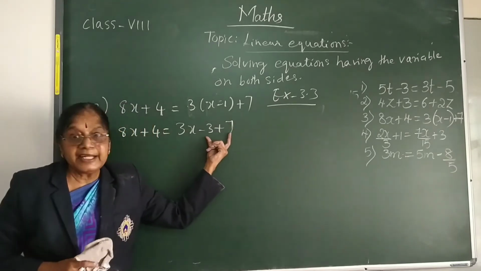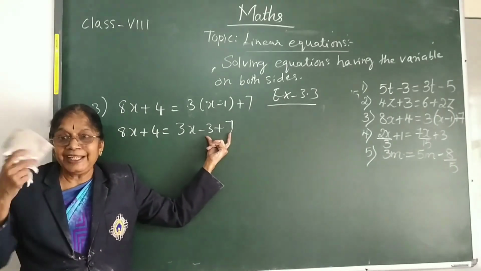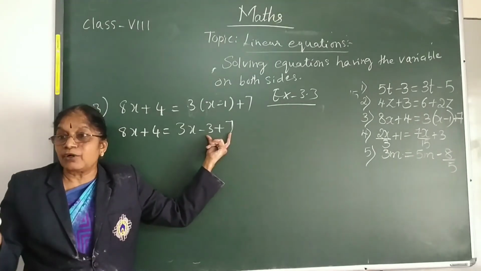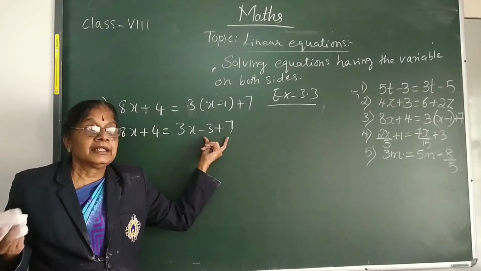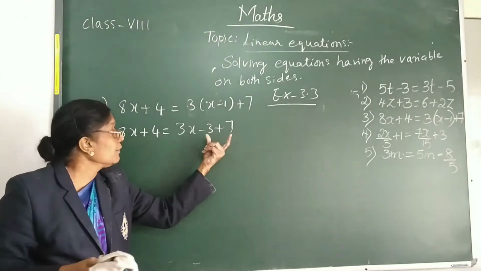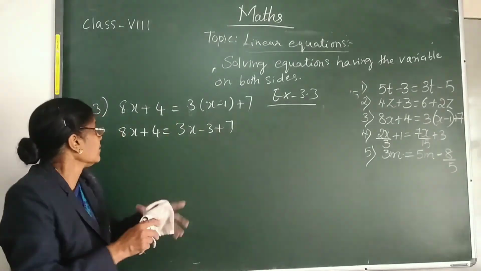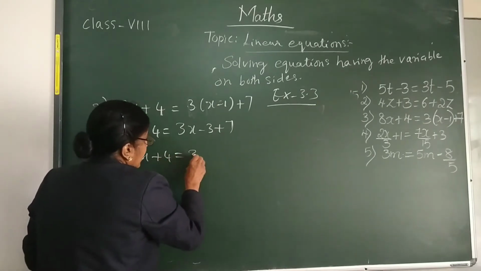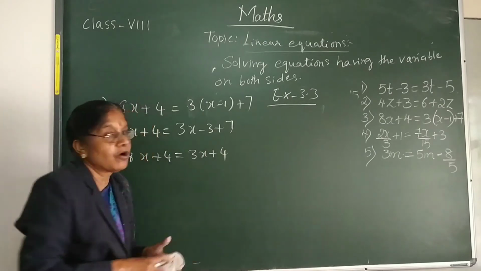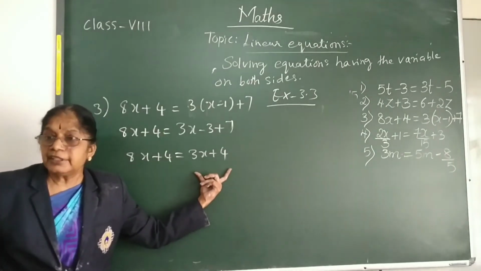Now look here, minus 3 plus 7 are constant. So we can add or subtract the constant. So here plus 7 minus 3. From 7, if 3 is removed, how much will remain? 4. So we can solve this. First we will solve this. So next step it will become 8x plus 4 is equal to 3x plus 4. So we got it. 8x plus 4 is equal to 3x plus 4.